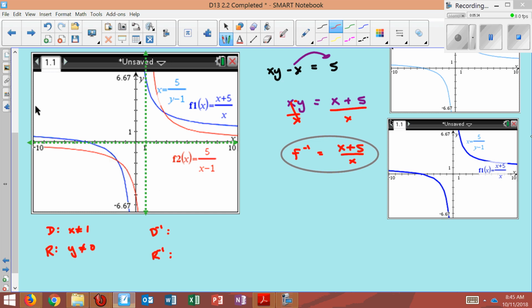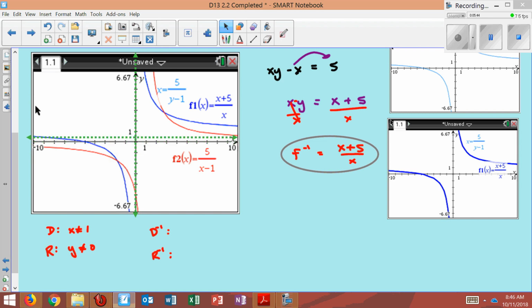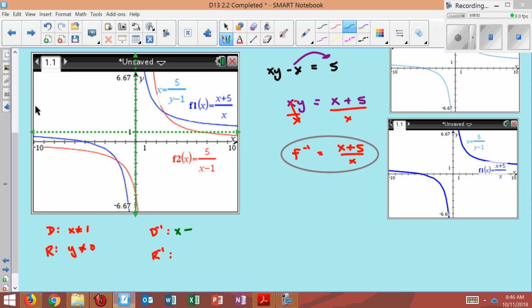Now, as we pay attention to the inverse here in blue, we notice that those asymptotes aren't in the same places. This asymptote would be here, and this asymptote would be here to split the blue. Notice that this is x cannot equal 0 for the domain. That's the spot that splits it. And over here, it's that y cannot equal 1. Notice these have just flipped spots because we switched the x and y.